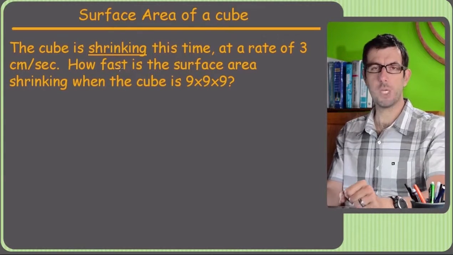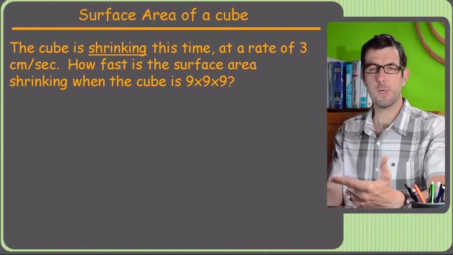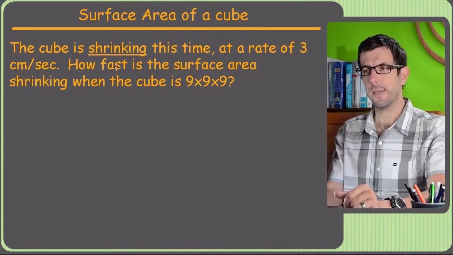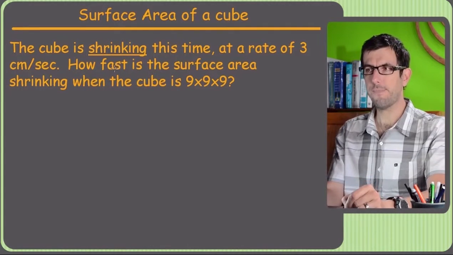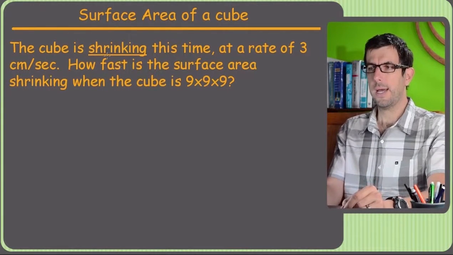Alright, surface area of a cube. So this is kind of an abstract problem. We don't know why this cube is here. We don't know why it's getting smaller. In real life, cubes don't usually shrink very much. Like Rubik's Cubes and things just kind of sit there. So, what is the surface area of a cube? And how fast is it changing? I don't know. Let's see what happens.